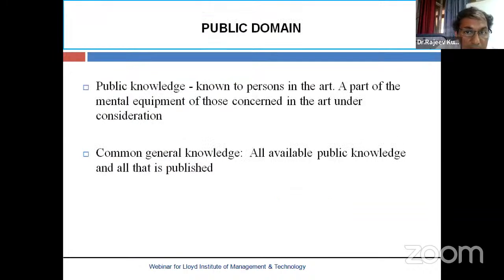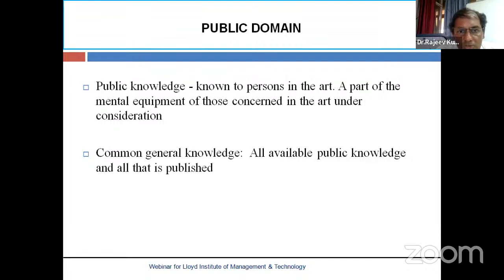Now, what is public domain? Because I told you before that if your invention is in public domain, you cannot get a patent over that. So what does public domain mean? So public domain का मतलब होता है कि वो आम जनता में उस बात का किसी को पता ना हो.